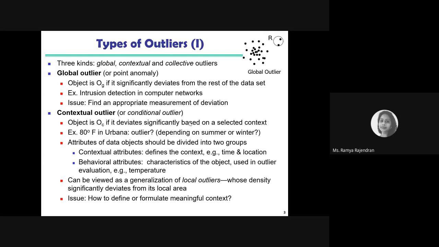It happens really only once. It's just one point, so it's a global outlier. In a contextual outlier, the point deviates significantly from a particular context.